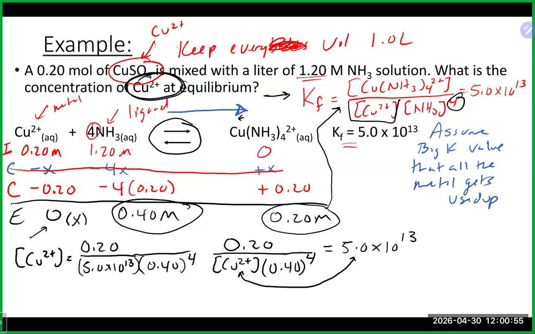That's going to give us a copper concentration of 1.6 times 10 to the minus 13 molar in this case.